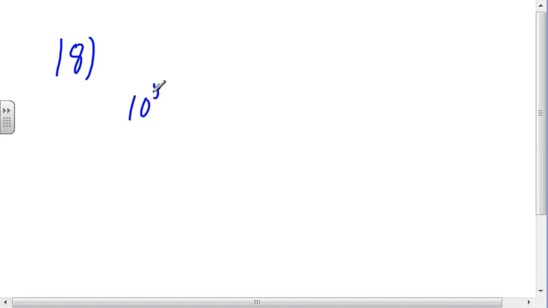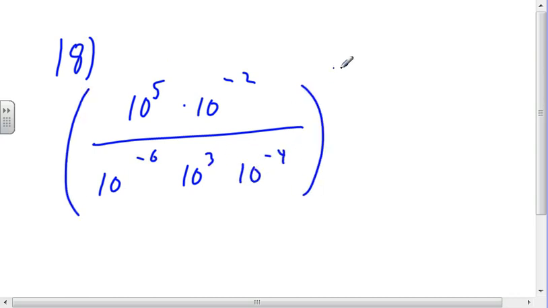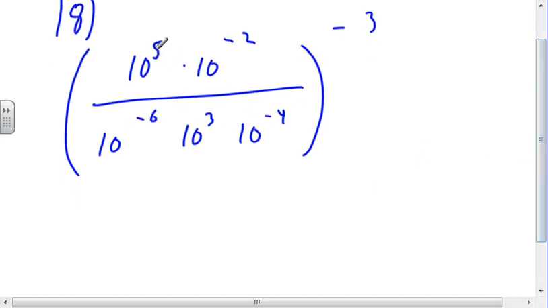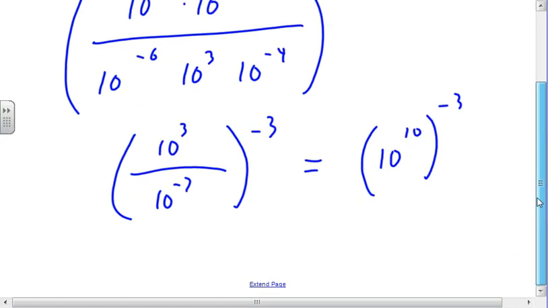Okay, so I've got 10 to the 5th, 10 to the minus 2, 10 to the minus 6, 10 to the 3rd, 10 to the minus 4th, all raised to the minus 3rd. All right, well, I'm going to add exponents. 5 minus 2, 10 cubed. Minus 6 minus 10, 10 to the minus 7. 3 minus a minus 7, 10 to the 10th. Raise the 10th, raised to the minus 3, 10 to the minus 30.